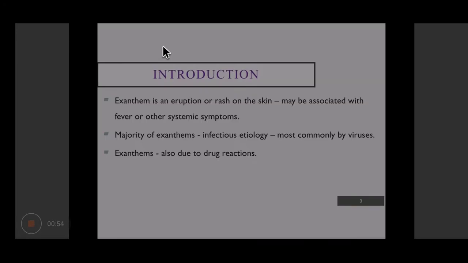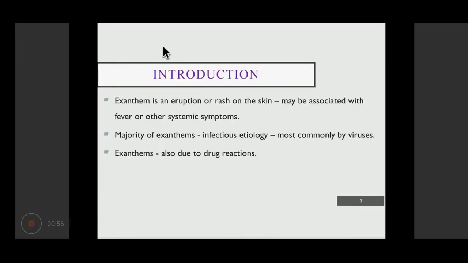So what is an exanthem? Exanthem is any eruption or rash on the skin, and that may or may not be associated with fever or other systemic symptoms. The majority of the exanthems are infectious, and most of them are caused by various viruses. Exanthems can also be due to various drug reactions or allergic manifestations to drugs or some other compounds. But we'll be dealing only with exanthems which are caused by various viruses.